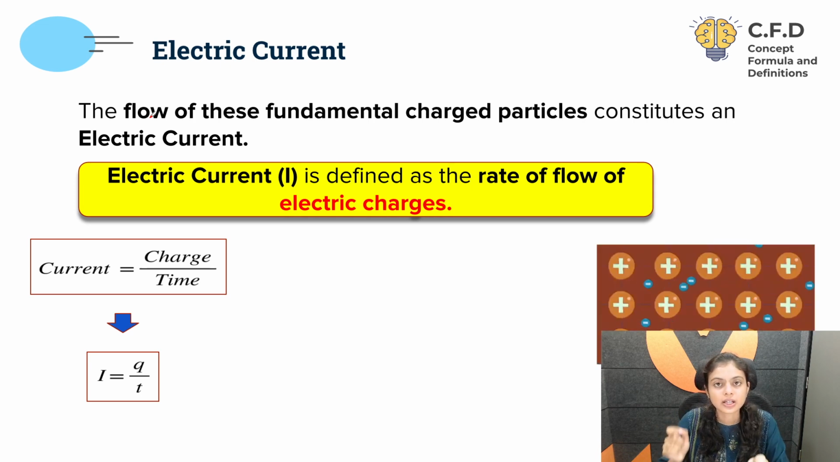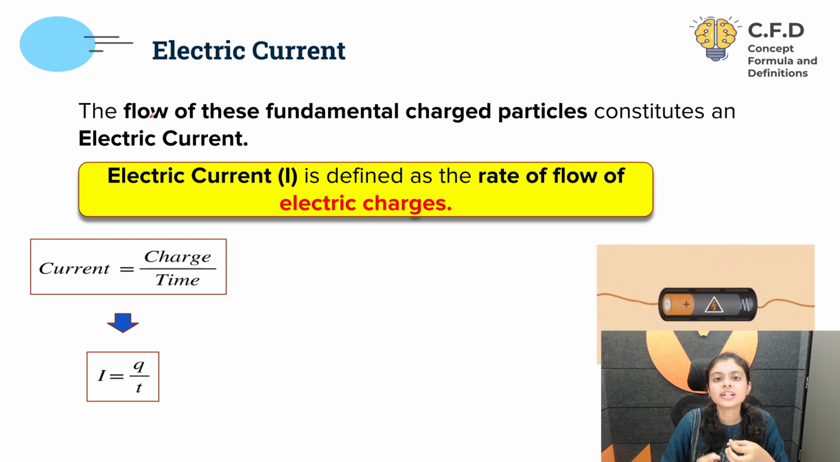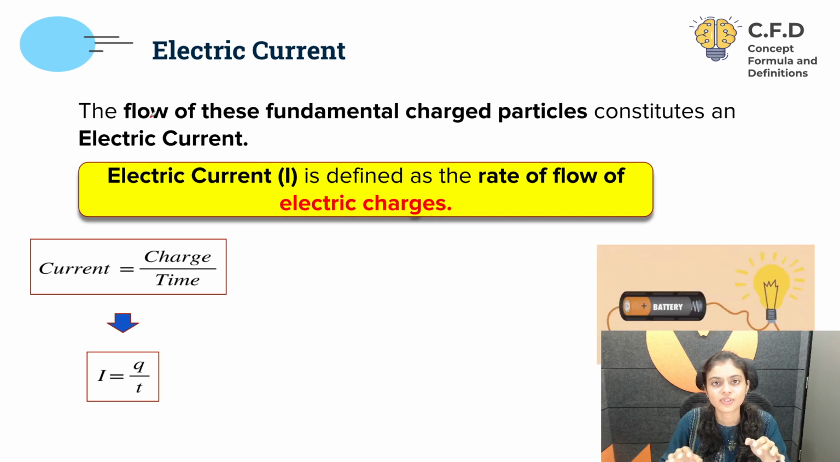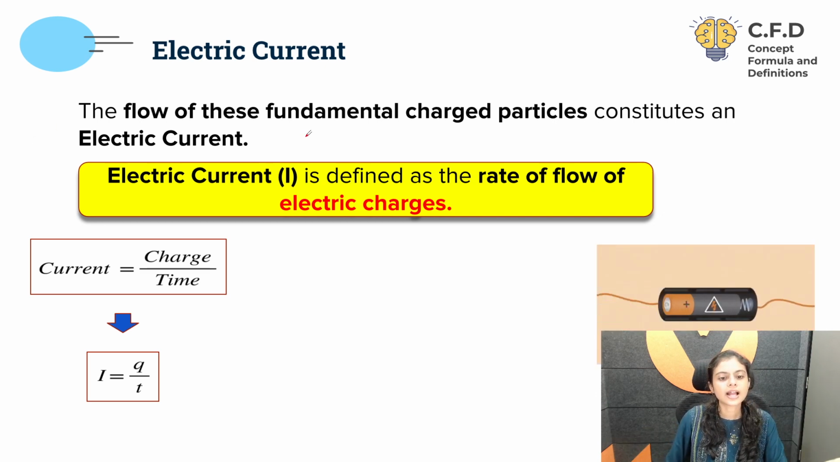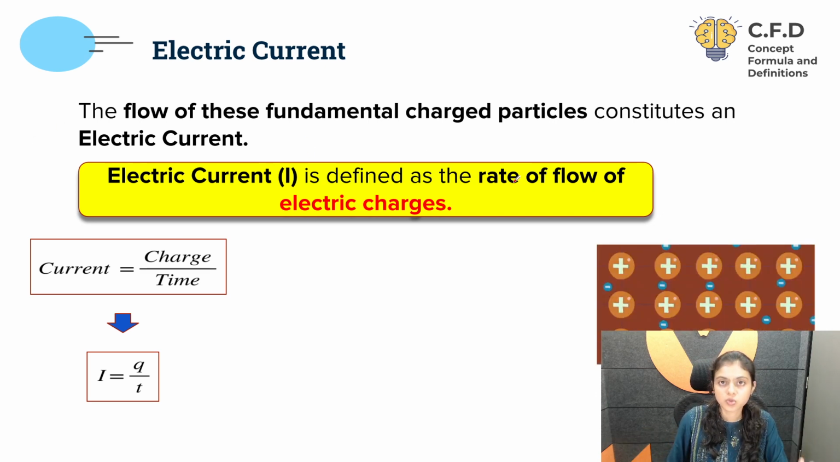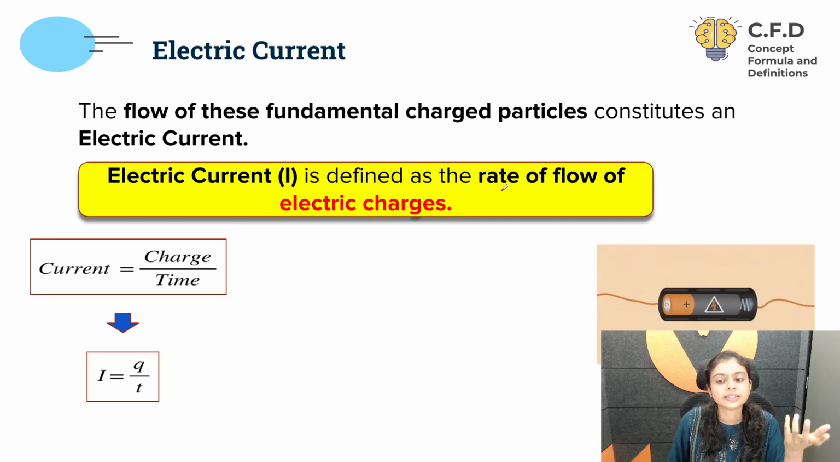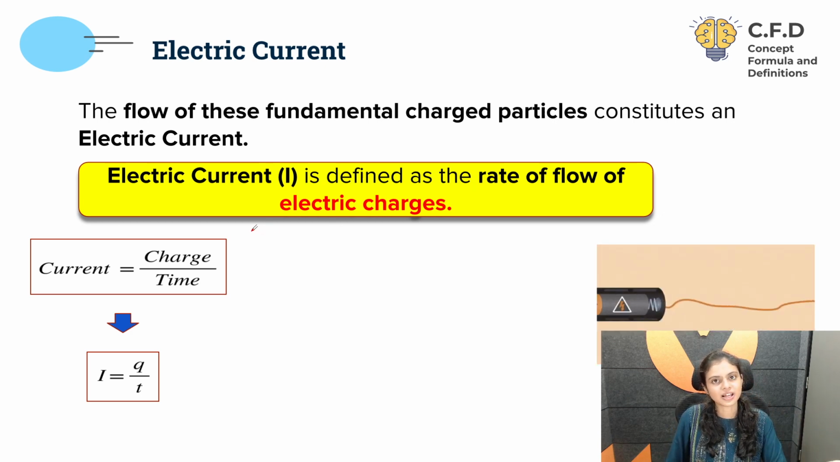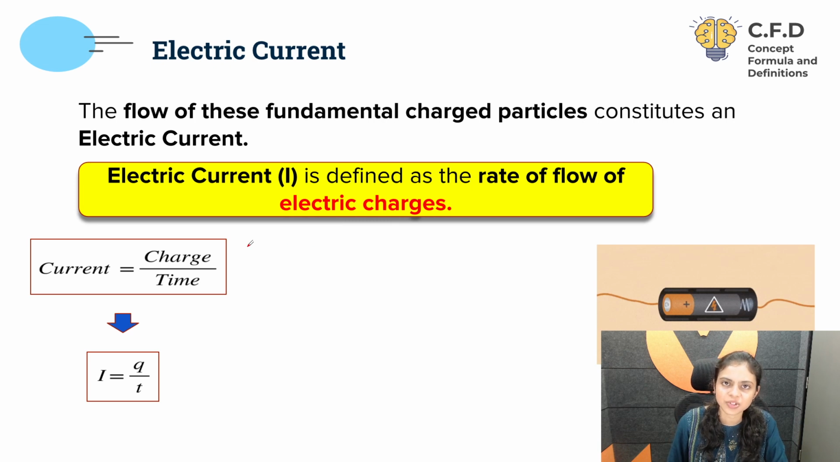You can write anything. The flow of fundamental charge particles is nothing but electric current. Just, it is the definition. You'll get 2 marks for this definition, right? And you can write it also as the rate of flow of electric charges. The rate is nothing but the time or the period at which this electric charge flows, that is what we call electric charges. Okay, fine. What's the formula? From the definition only we can arrive at the formula, right?